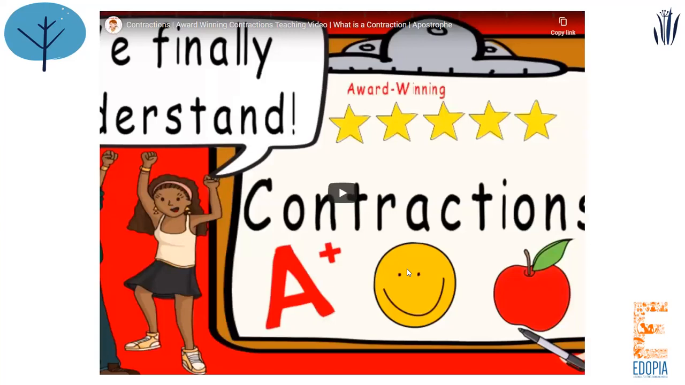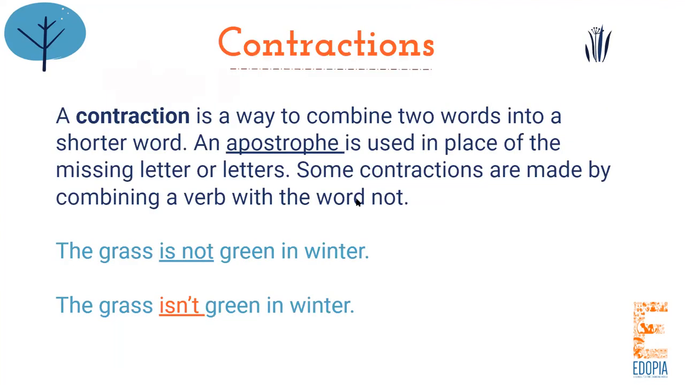Moving on, we have this video of contractions. I will be sharing this video for you to watch, and you can watch it later on your own. So what is a contraction actually? A contraction is a way to combine two words into a shorter word. An apostrophe is normally used in place of a missing letter or letters. Sometimes you omit just one letter in a contraction, or sometimes you omit more than one. Some contractions are made by combining a verb with the word not.